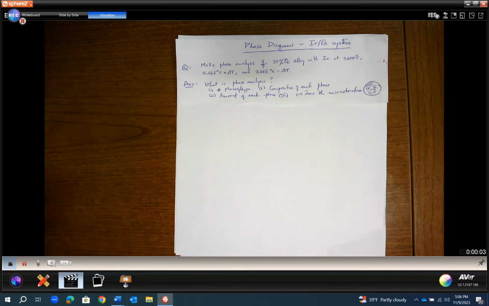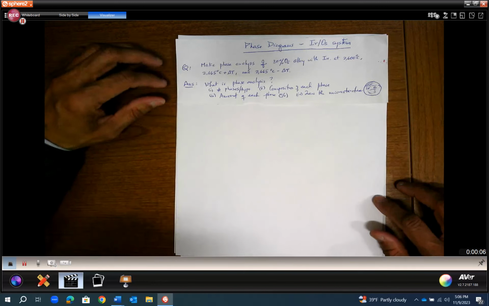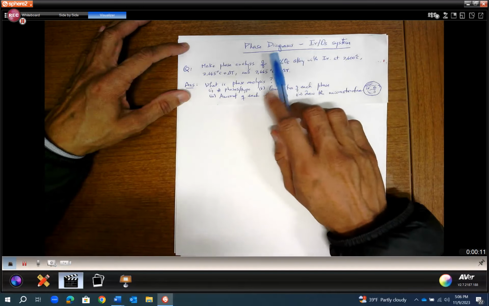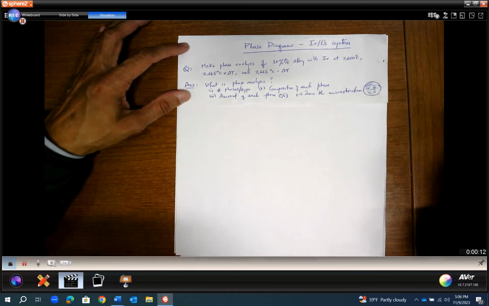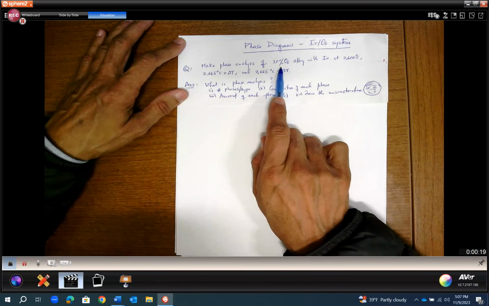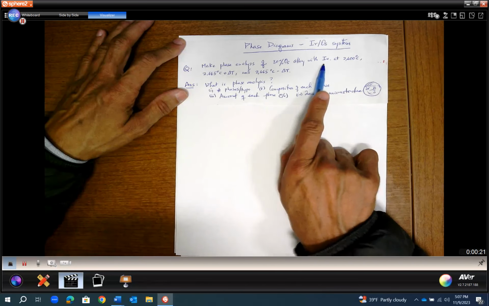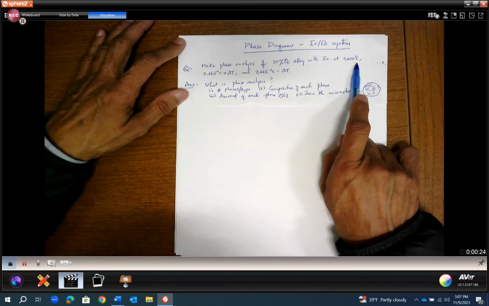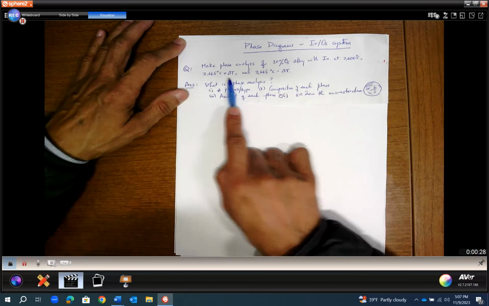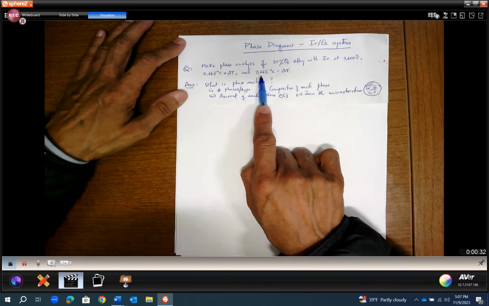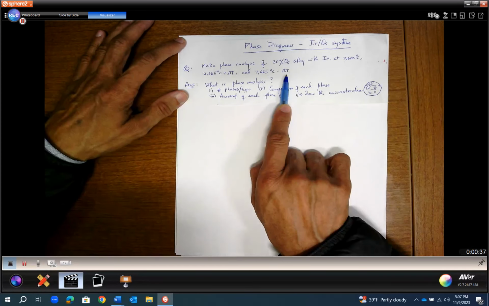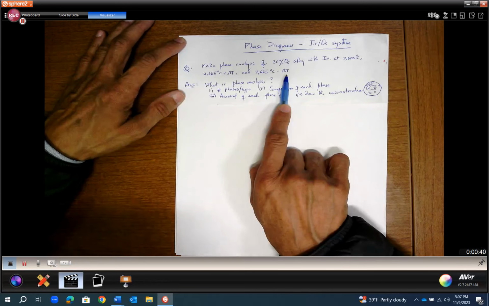Okay, let's start with a problem in phase diagrams. This is a question on an iridium osmium system. The question is to make phase analyses of a 30% osmium alloy with iridium at 2600 degrees C, at 2665 degrees C plus a little bit higher than that, and at 2665 degrees C and a little bit lower than that, minus delta T. That's the question.